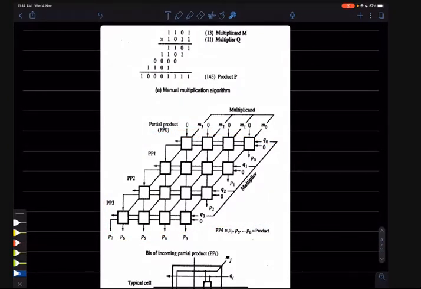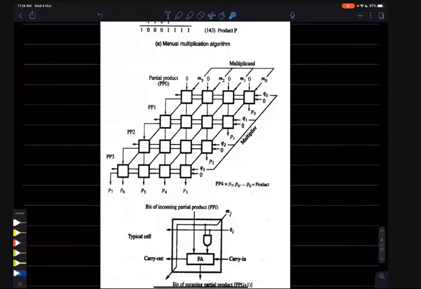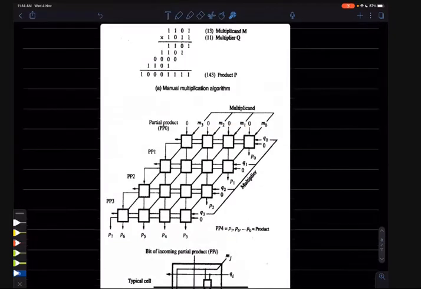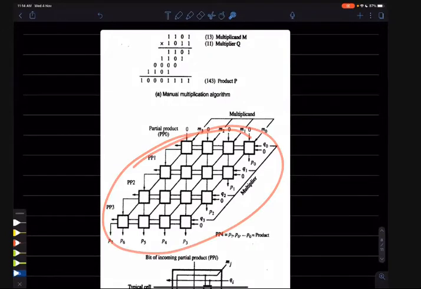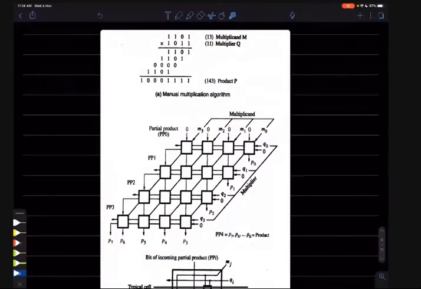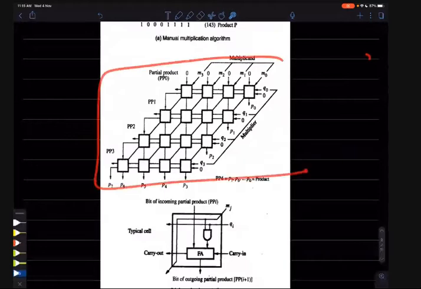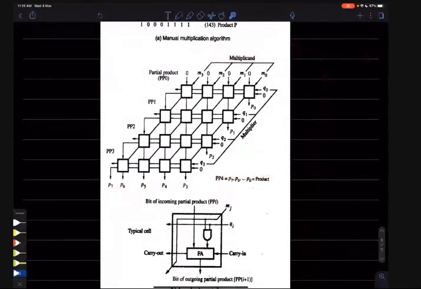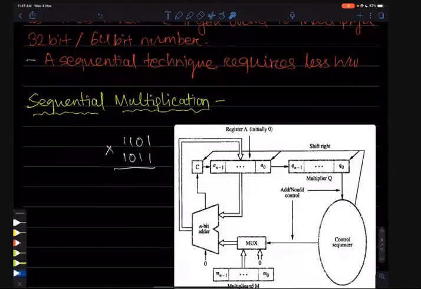So currently what are the disadvantages in this case? There is a long delay, plus there is a huge requirement of hardware for multiplication, because if we increase this 4 bits to 32 bits or 64 bits, think how many of these boxes are required. And delay and hardware, plus to implement this many circuits, we need a bigger area. So that's why we need a sequential circuit. There is a sequential technique to do the multiplication, which is very easy.